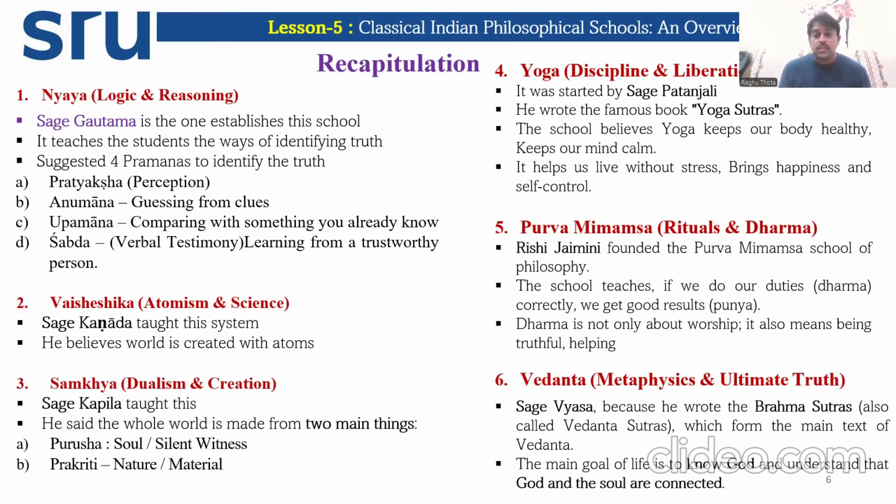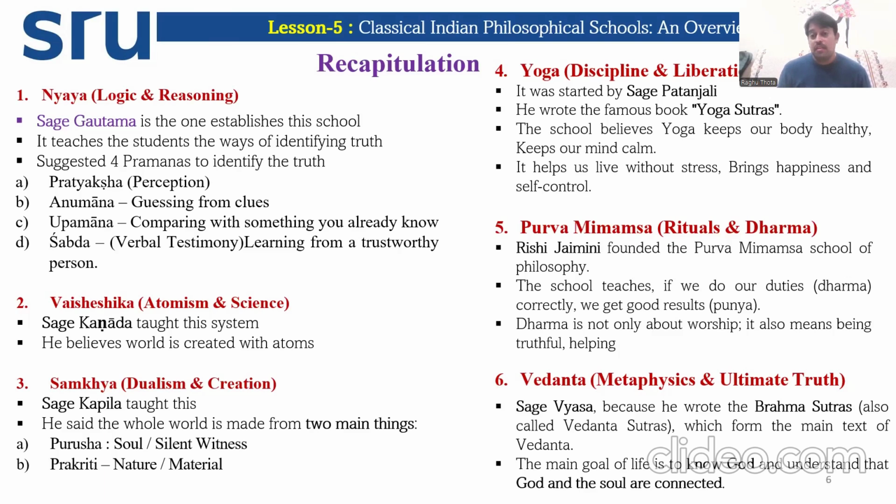So if you want to understand the world, you have to see the world in different segments and different atoms. Every atom you need to study in a separate way and which becomes eternal. That is what Vaisheshika school suggests. And the third one, Samkhya school, which was proposed by Kapila. He said the whole world is made up of two main things. One is Purusha, which is nothing but soul, and Prakriti, which is nothing but nature or material.